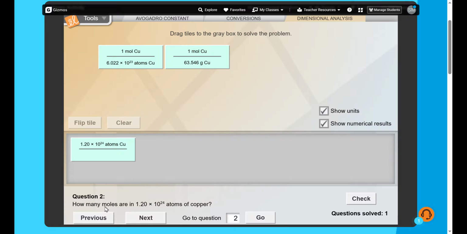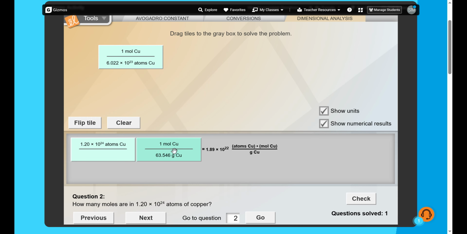This one is, how many moles are in 1.2 times 10 to the 24 atoms of copper? So we're starting with atoms and we want to find moles. So we're going to need to use the tile moles and atoms. However, just for fun, we're going to drag in this one, which does not work. There is no way to flip these tiles to give us the answer in moles. So this is not the correct tile. So let's try this one.